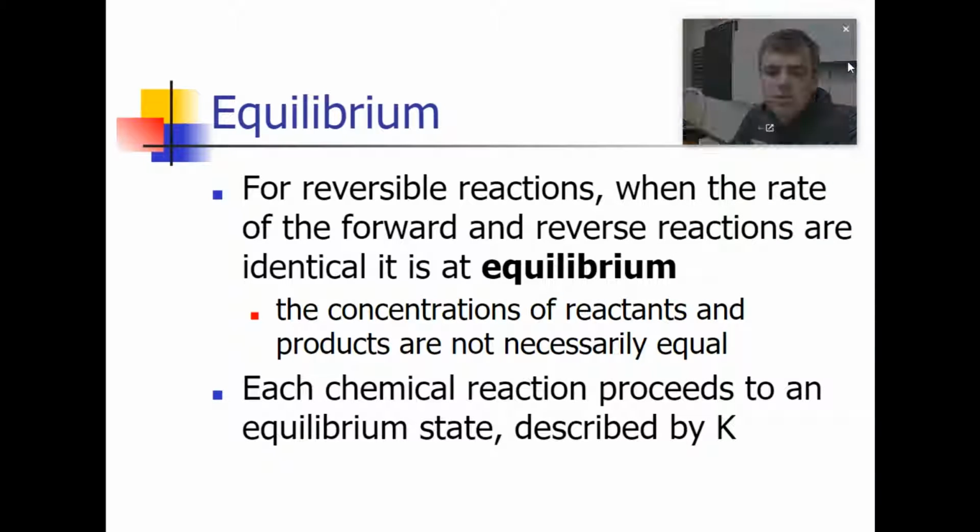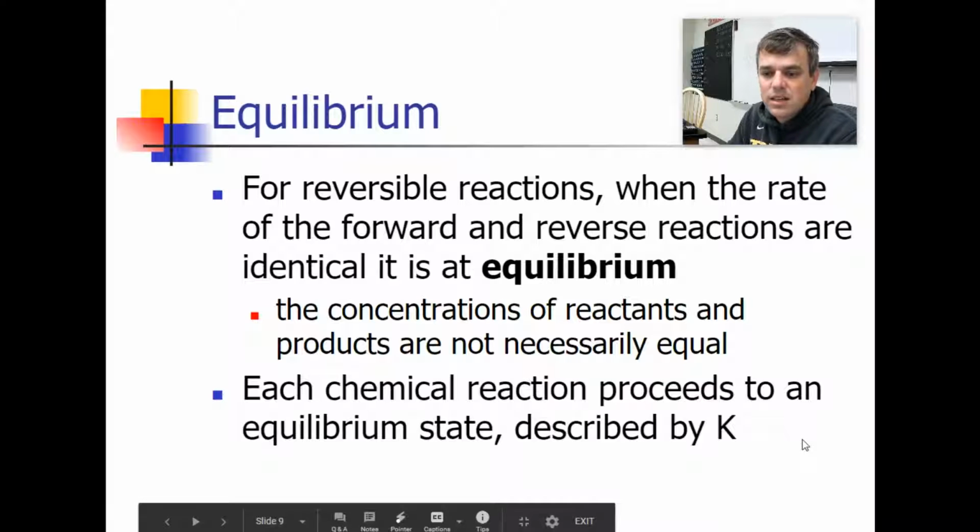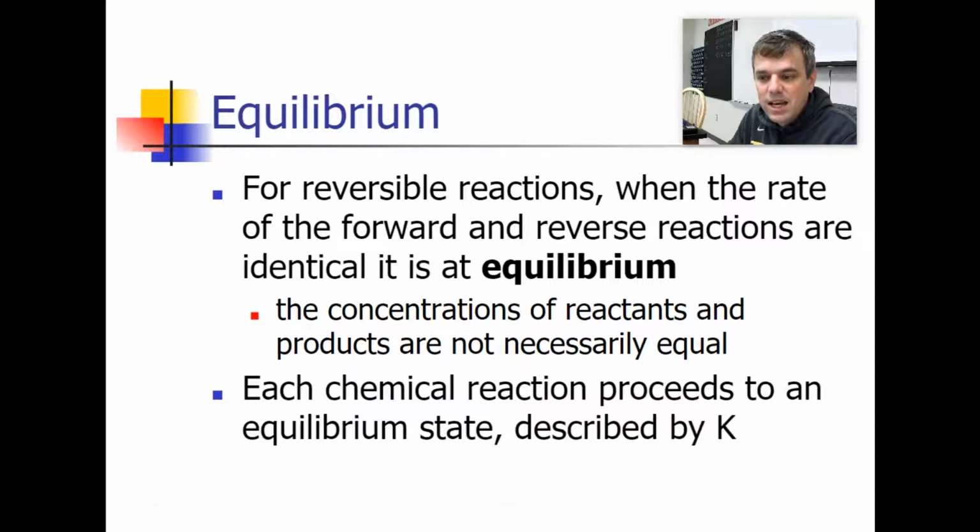Each chemical reaction proceeds to an equilibrium state that is described by the equilibrium constant K, specifically the capital letter K. They use that because in German, which used to be the language of chemistry, the word constant is spelled with a K. So the equilibrium constant is represented by the capital letter K.